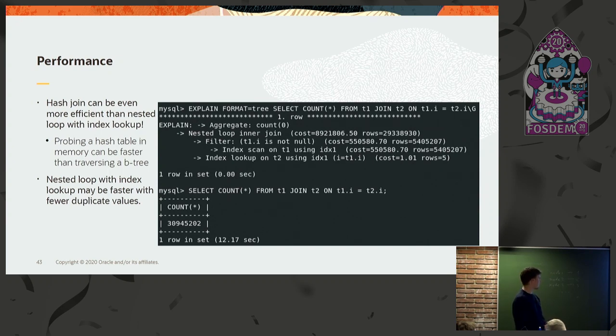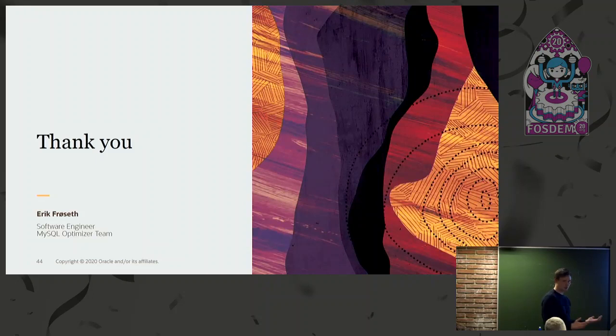And the main reason for hash join being faster here is that probing a hash table in memory is faster than doing a secondary index lookup. If you had fewer duplicate values, nested loop would probably be quicker than hash join. That was all I had.